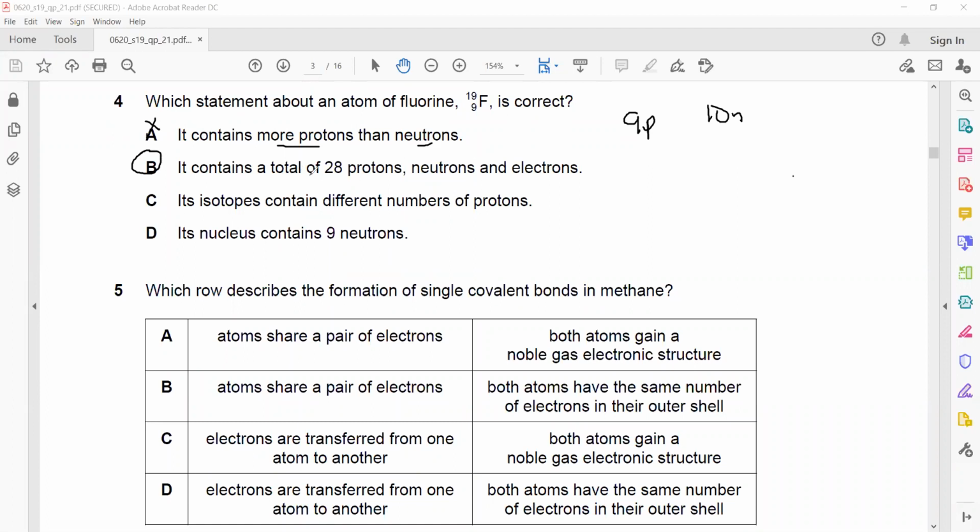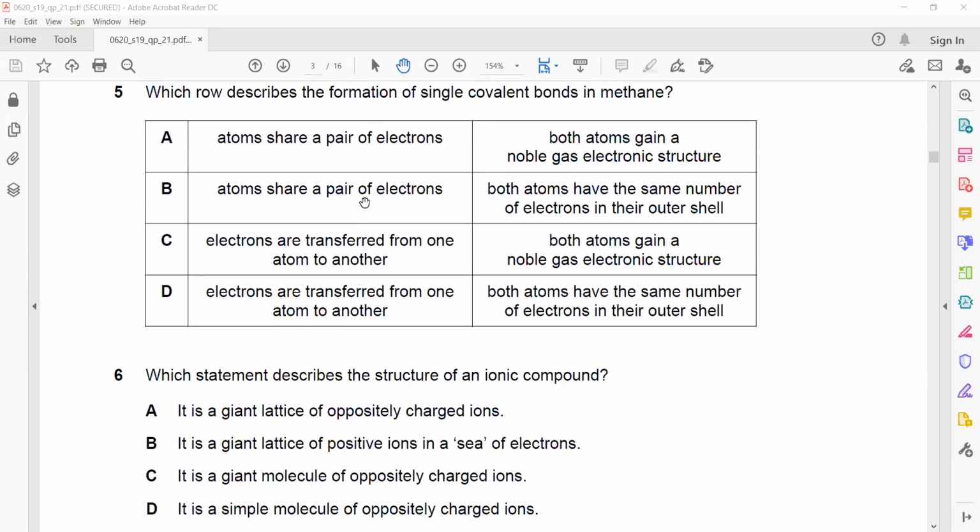B is the right answer because it contains the total sum. When you add protons, because it's a neutral atom, there will be 9 electrons as well. So 9 plus 10 plus 9, that will be 28. Its isotope contains a different number of protons? That's totally wrong. Isotopes have different neutron numbers, while the proton and electron number is the same even for isotopes. Only the neutron number or atomic mass is different. Its nucleus does not contain 9 neutrons. It contains 10 neutrons. That is why B was the right statement for question 4.